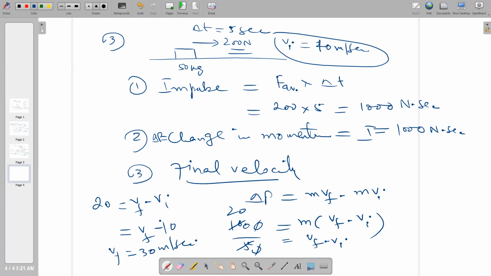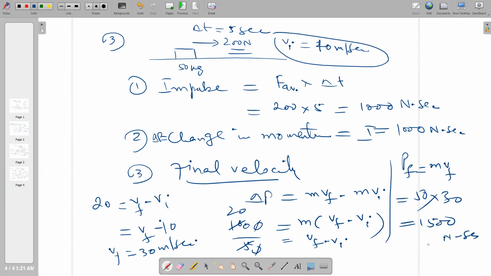Okay, after this, he is asking about the final momentum. So final momentum means mvf. M is 50, vf is 30. So you can solve it and its answer will be 1500 Newton second, or you can write kg meter per second. So in this way, you can solve this problem.